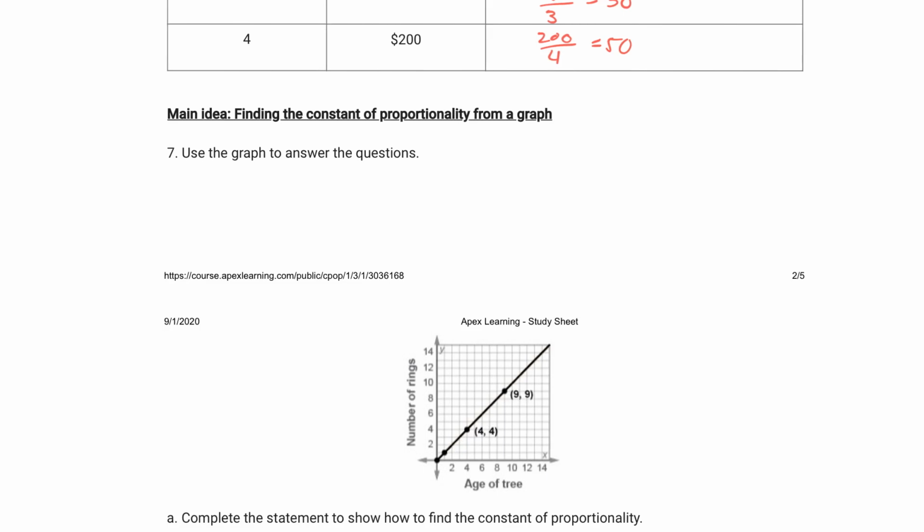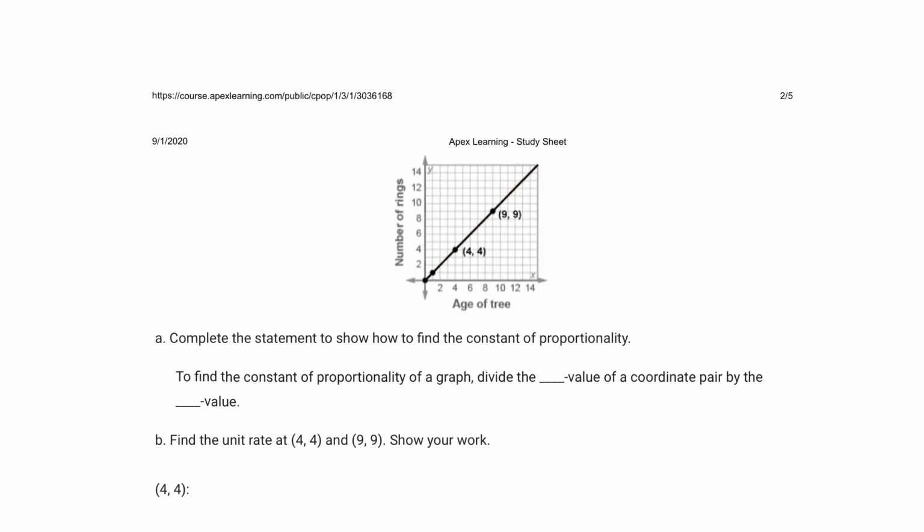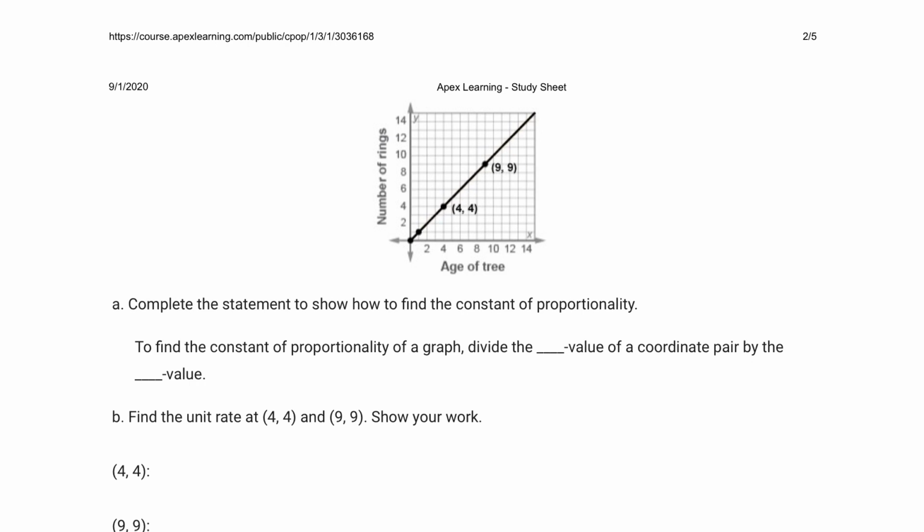So here's the main idea, finding the constant of proportionality from a graph. Use this graph to answer the questions. So let's see, complete the statement.